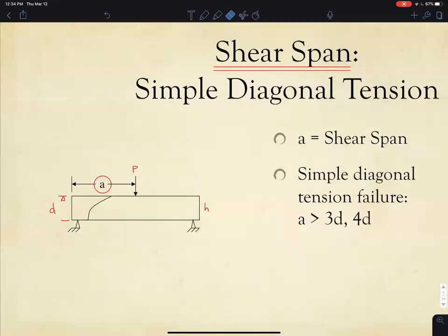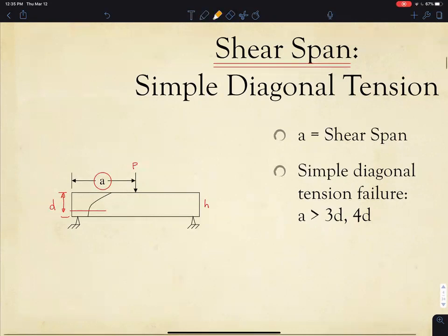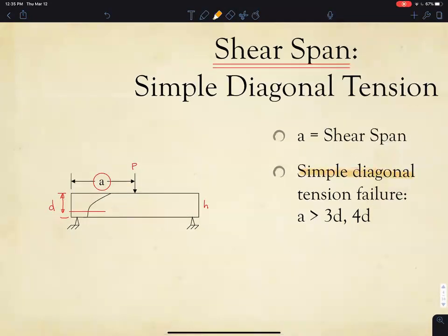So D is the distance to the steel, the reinforcing steel. But D and H are about the same. And when this distance of the point load from the support is more than 3 times the depth of the beam or 4 times the depth of the beam, you're going to get something called simple diagonal tension failure. And let me try to explain this.